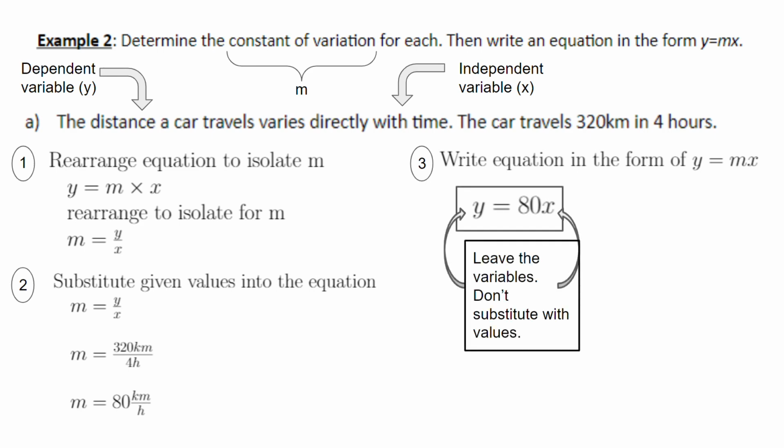Now notice how I leave the variables. Okay, I leave the variables y and x, because y and x will vary. 80 will not. 80 will remain 80 kilometers an hour. So we can input the constant of variation directly into the question, whereas with y and x we leave it as just y and x.